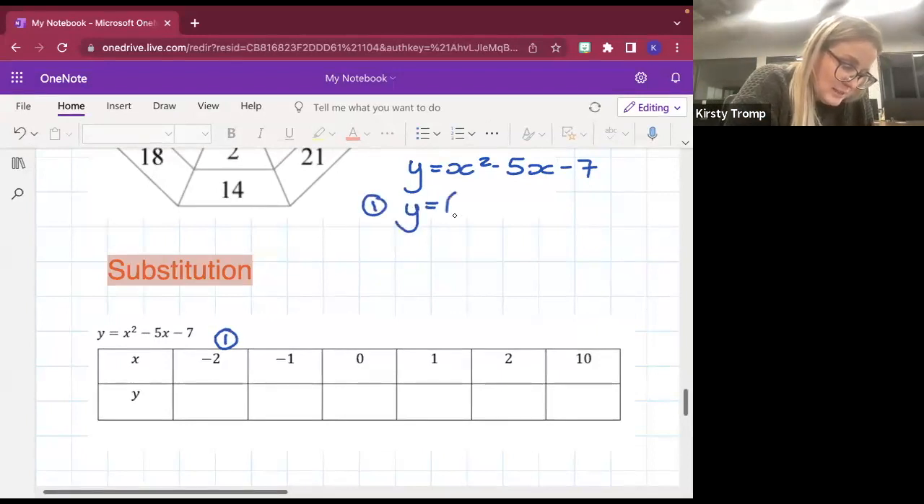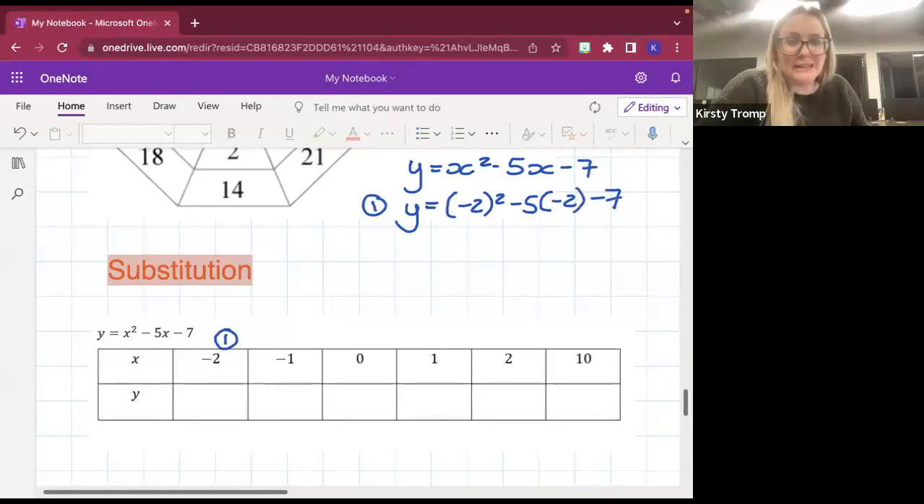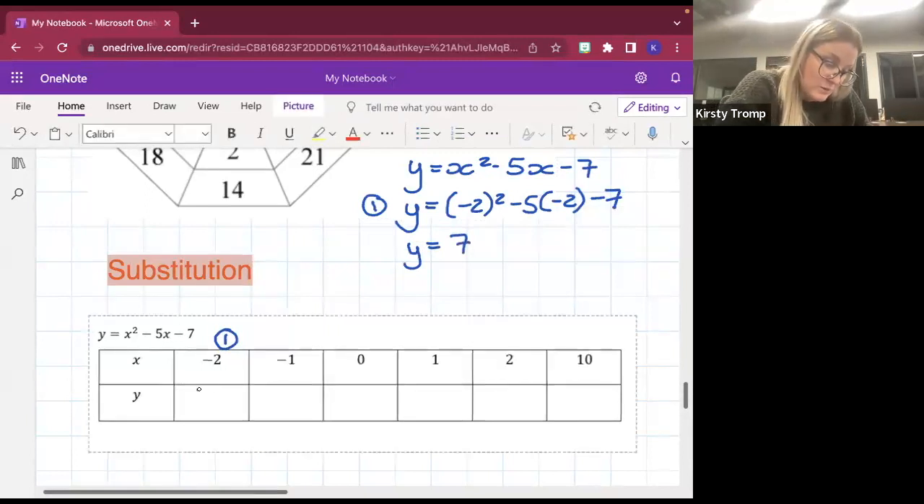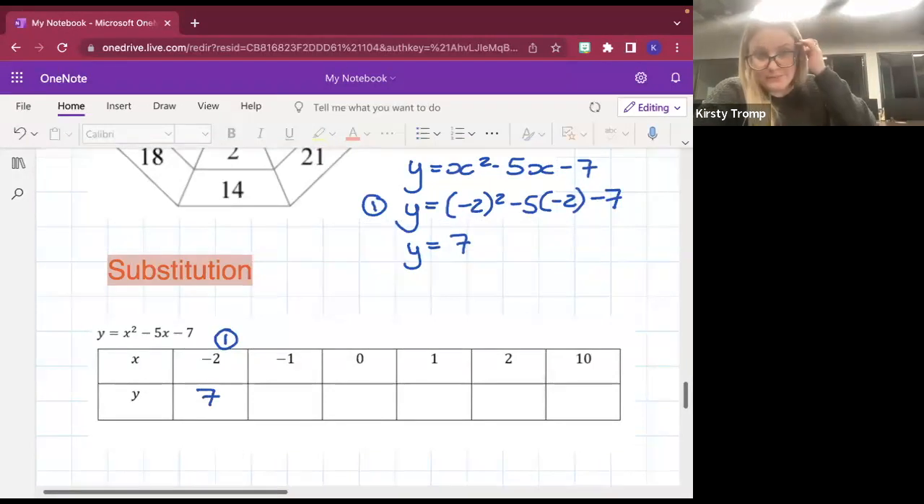Y is equal to, instead of seeing an x, I'm going to see negative 2 squared minus 5 times negative 2 minus 7. Stick it into your calculator, let's see what it gives you. So I know negative 2 squared gives me 4, negative 5 times negative 2 gives me 10, 4 plus 10 is 14, minus 7, and I see some people are writing in the chat, fantastic, y is equal to 7.